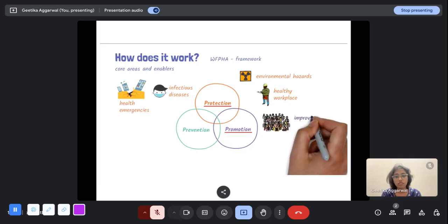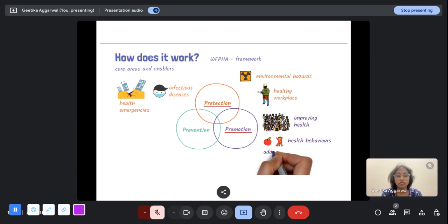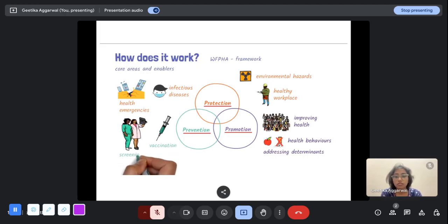Promotion is about improving the health of the population. It covers a broad range of activities that not only focus on the individual, such as promoting health behaviors over a life course, it also focuses on addressing the determinants of health. Prevention is about preventing health issues before they occur. It includes activities such as vaccination and screening.